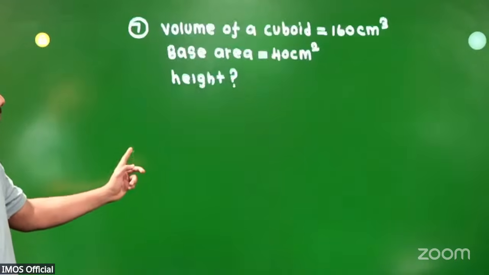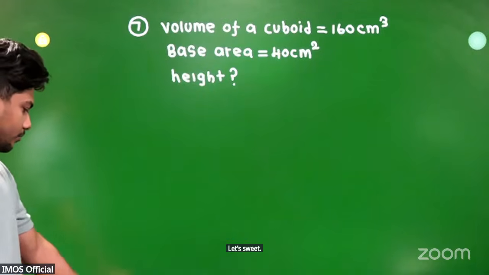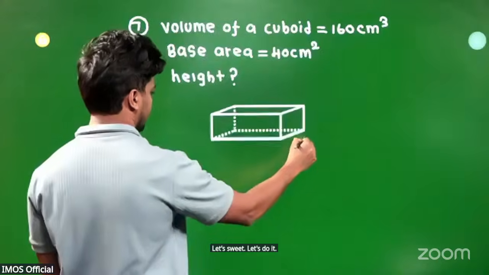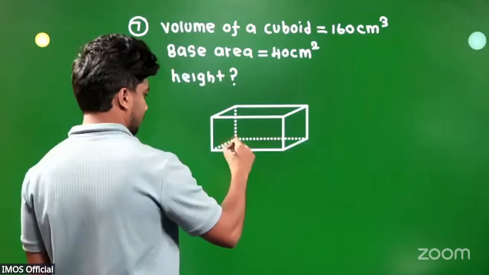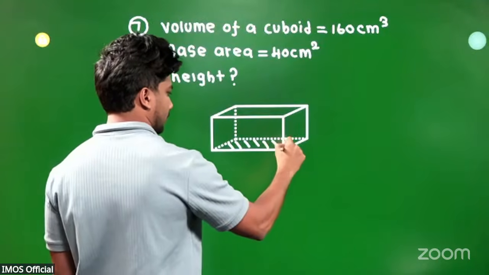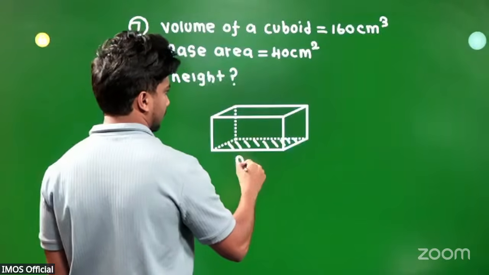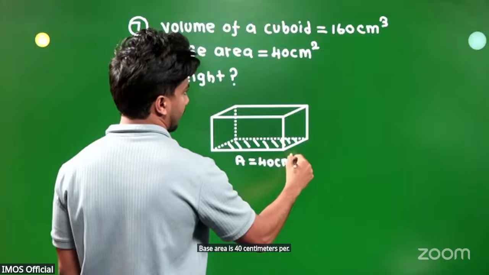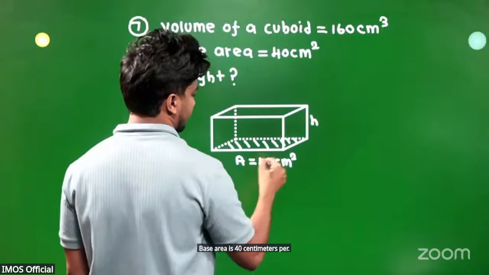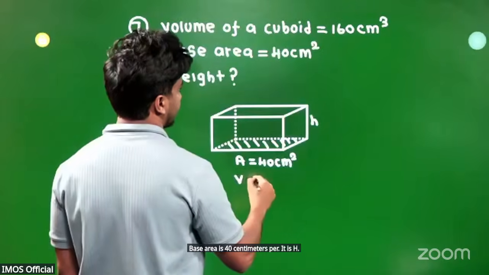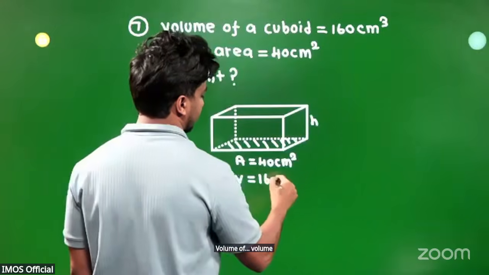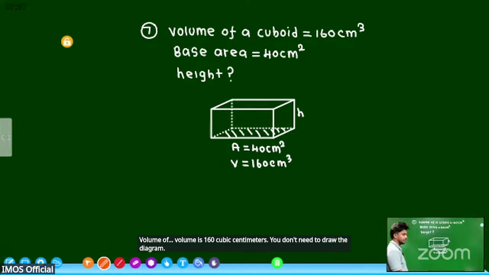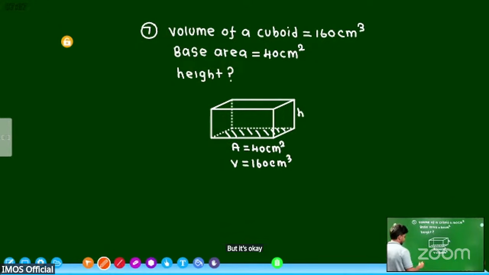Let's do it. Base area is 40 centimeters square. Height is h. Volume is 160 cubic centimeters. You don't need to draw the diagram, but it's okay. Just let's do it.